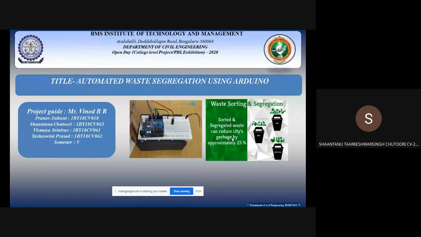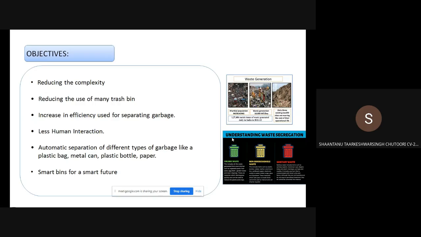Good afternoon, everyone. The title of our project is Waste Segregation Using Arduino. This project has been made feasible by our guide, Mr. Vinod BR, alongside students of 5th semester Civil Engineering. We have Pranav Jaikant, Vismaya Srinivas, Yashaswini Prasad, and myself, Shantanu Chaturi. Waste management is a fundamental part of any business, but it can often be forgotten. From civil engineering to electromechanical engineering, responsible waste management is of utmost importance. We are going to demonstrate a small idea of a vast project in the following slides.